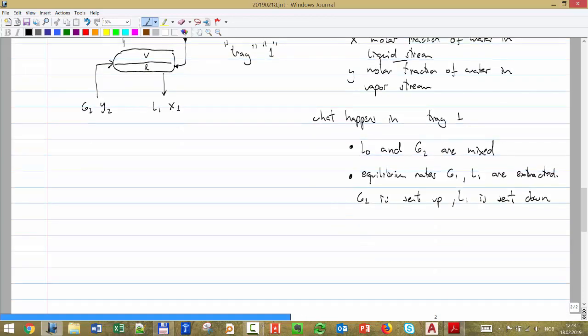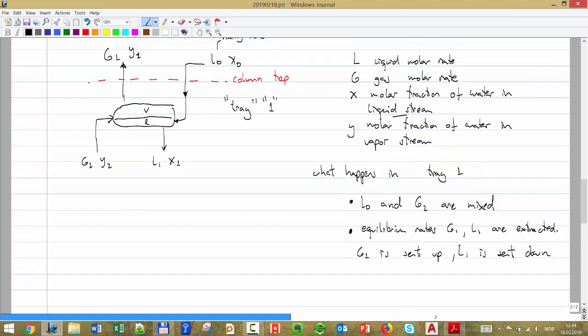And here, be careful. G1 and L1 are in equilibrium. That means that Y1 = K1 X1. These two are in equilibrium. The one after the mixing, the one dropping down and the one going up, these are in thermodynamic equilibrium, or at least we assume. That's the first tray.